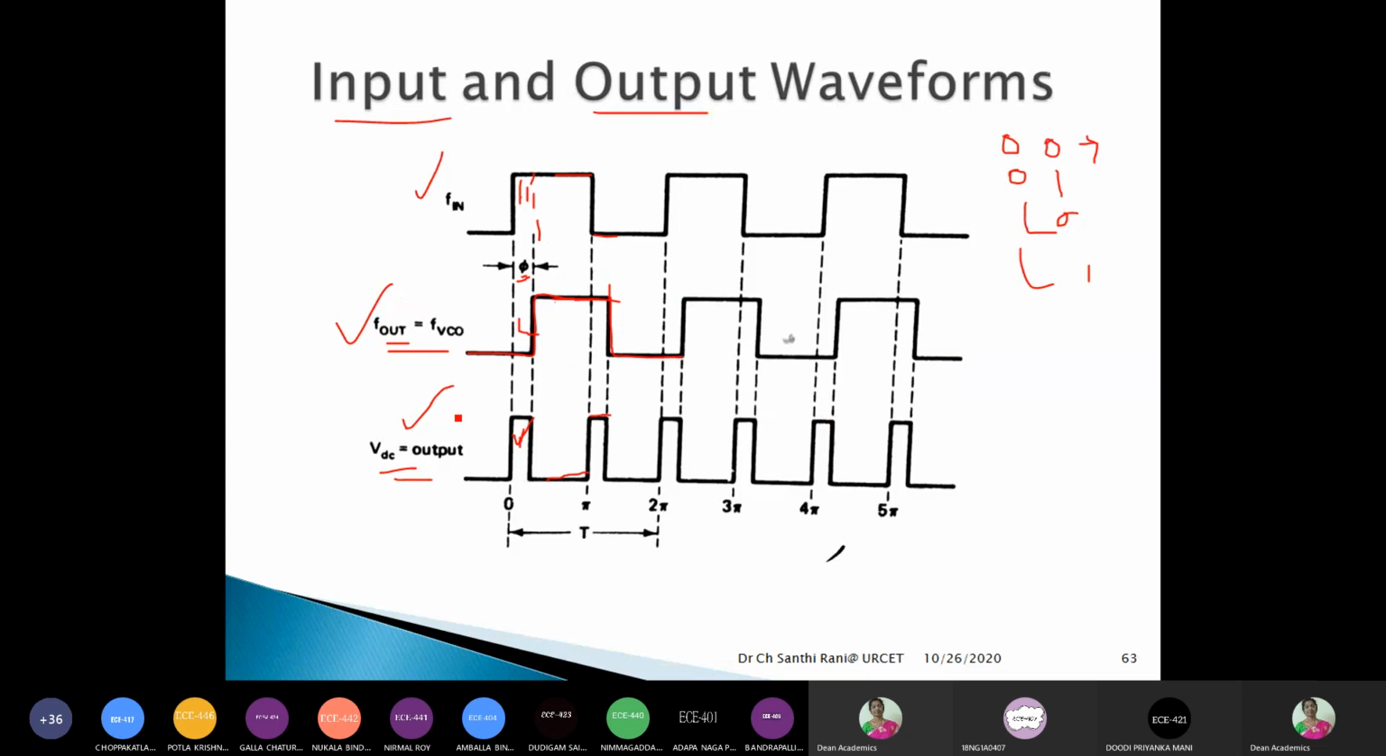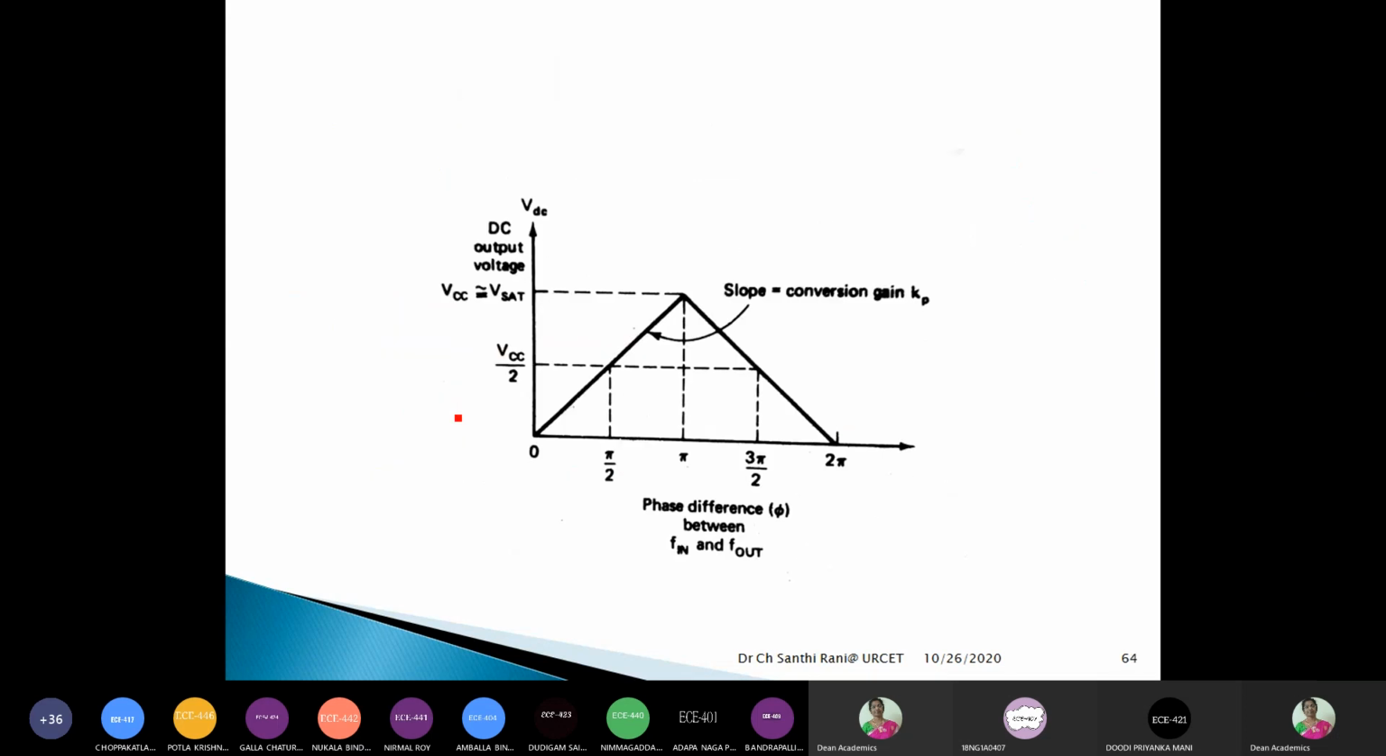Now, what will this comparator or detector do? It will produce the output voltage. The comparator output is a DC voltage, I said. This comparator gives an output voltage proportional to the phase difference between F in and F out, from 0 to VCC. If there is no phase difference, the output voltage will be 0. If there is a phase difference of pi by 2, then the output of the phase detector will be VCC by 2. At pi, it is maximum, VCC.